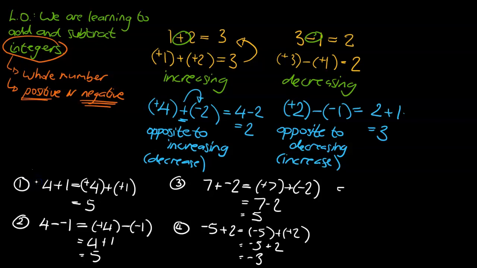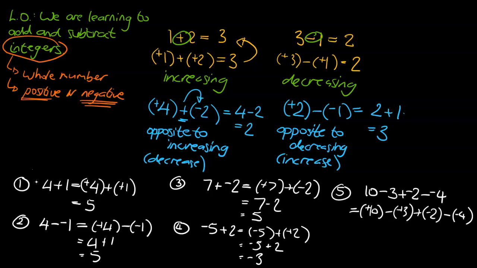And one final example, let's maybe make it a bit trickier. So let's say we've got 10 minus 3 plus negative 2 minus negative 4. So a whole heap going on there. So we're just going to change how that looks. So that's going to be a positive 10 to start off with. We're then minusing positive 3. So that's just standard subtraction. We're then plusing negative 2. We're then minusing negative 4.